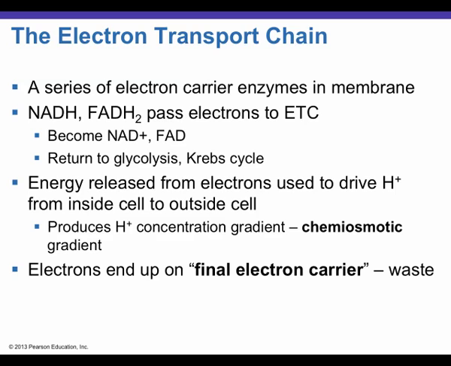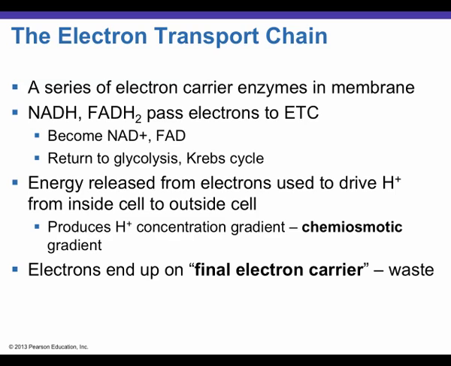Now the electron transport chain is a series of electron carriers, electron carrier enzymes in the membrane. And for bacteria, it happens at the plasma membrane. For eukaryotic cells, it happens at the mitochondrial membrane. And they pretty much do what the name implies. They transport electrons in a chain.